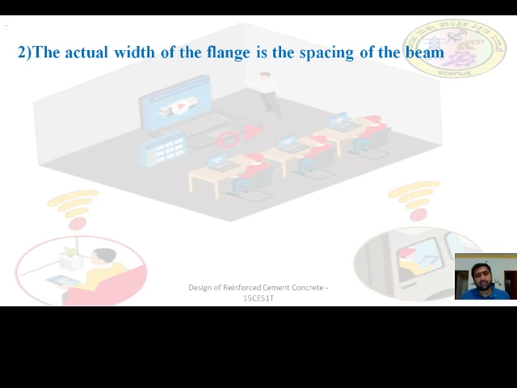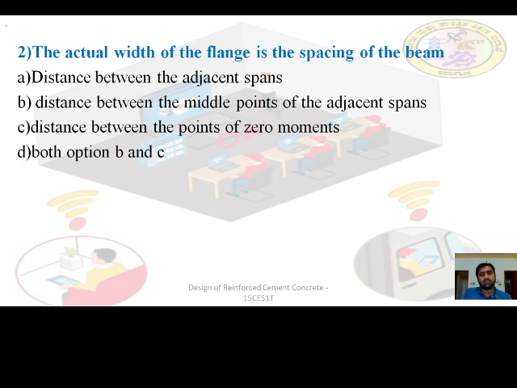The actual width of the flange is the spacing of the beam. So the options: distance between the adjacent spans. Means one beam is there, adjacent slab is there. So that is the distance between the adjacent span, that is S1 plus S2. They are telling distance between the middle points of the adjacent span. That is S1 by 2 plus S2 by 2.